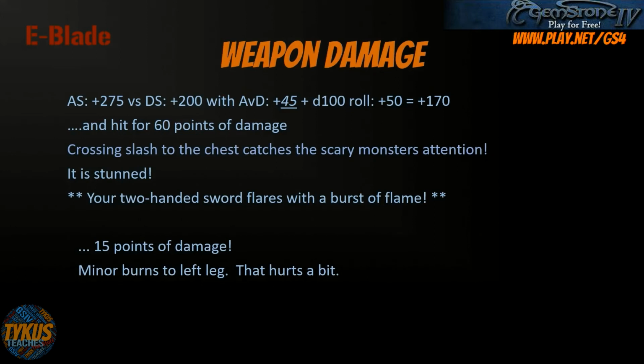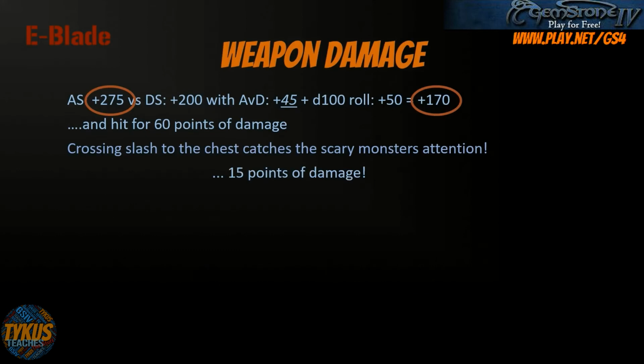As we look at the attack line here, we'll see that because of the 4x enchantment from the spell, our attack strength goes up to 275, which pushes our end roll up to 170, which you've already determined is a good thing. We also get the flare, in this case fire, and the additional 15 points of damage.